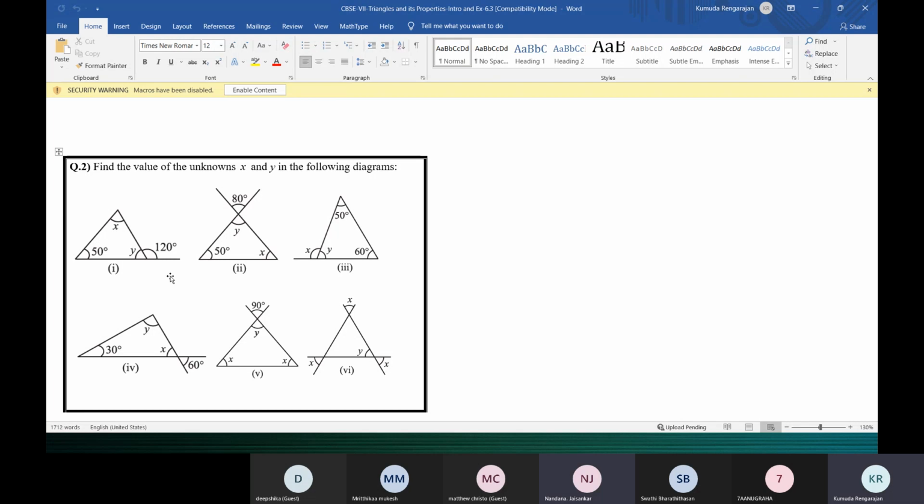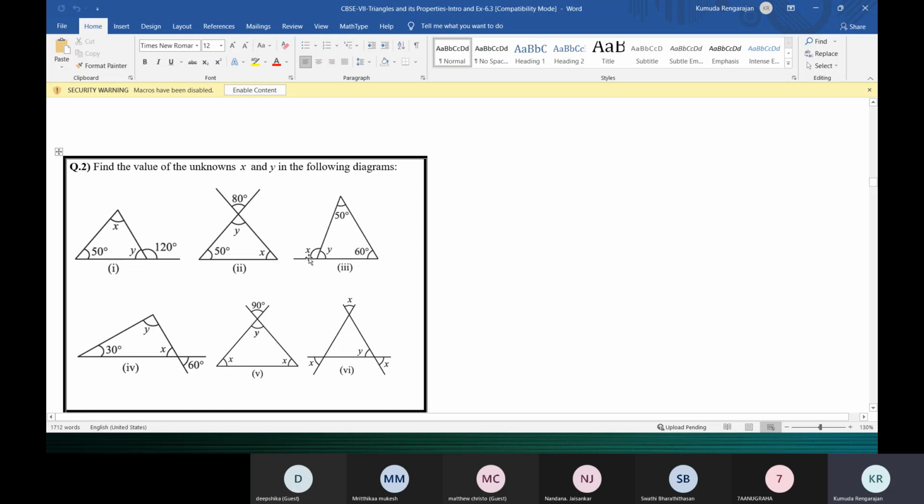No, Nandana. Ma'am, will it come by vertically opposite angles? Yes, vertically opposite. y is equal to 80 degrees. Vertically opposite angles are equal.